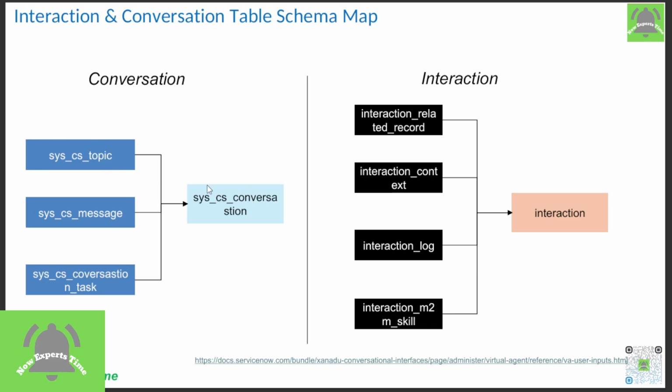If you talk about the conversation, these are the three major tables currently used. You just go to the tables and table definition, search this table, and try to understand what entries are currently available in this table. So you can easily map it.